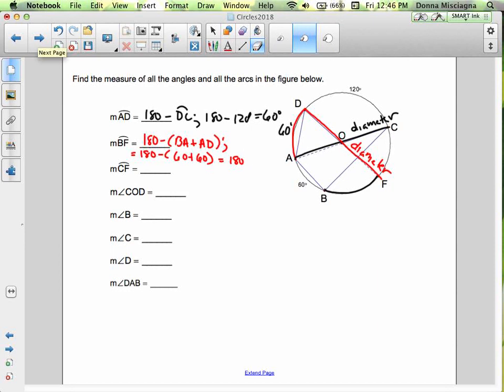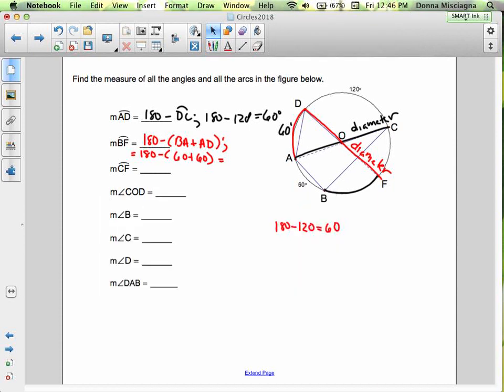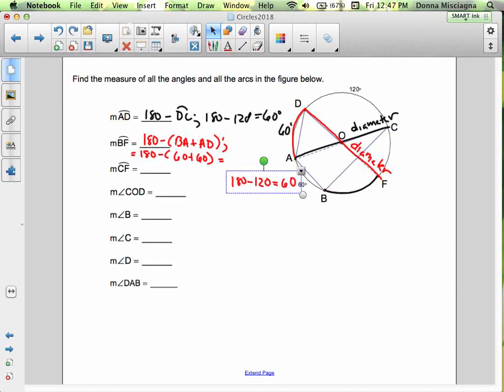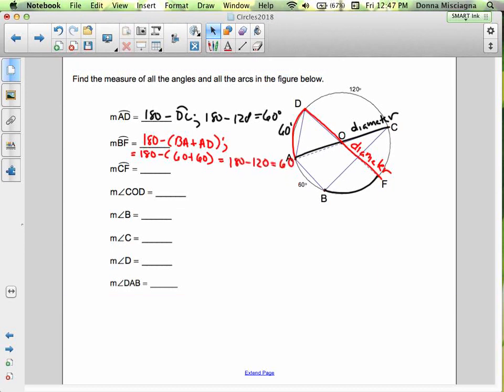I don't know the best way to write this out. I've got double equals, that's all right. Yeah, let's try it again. I'm going to write it down here. 180 minus 120 equals 60 degrees. That's because it glitched. Come on. There you go. All right, so now we know this one is 60 degrees.